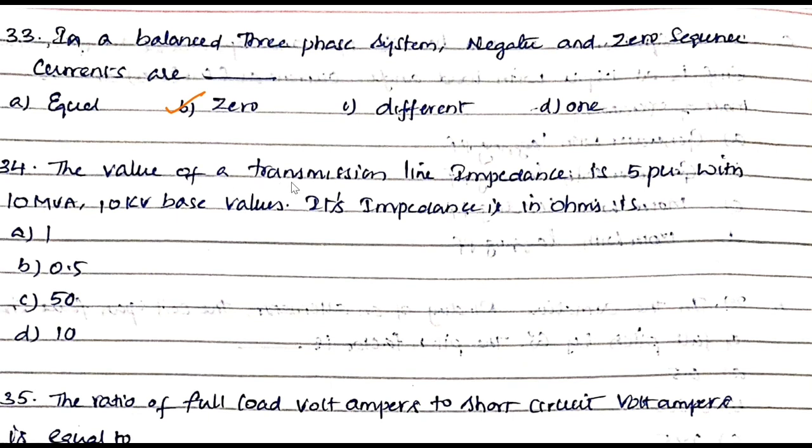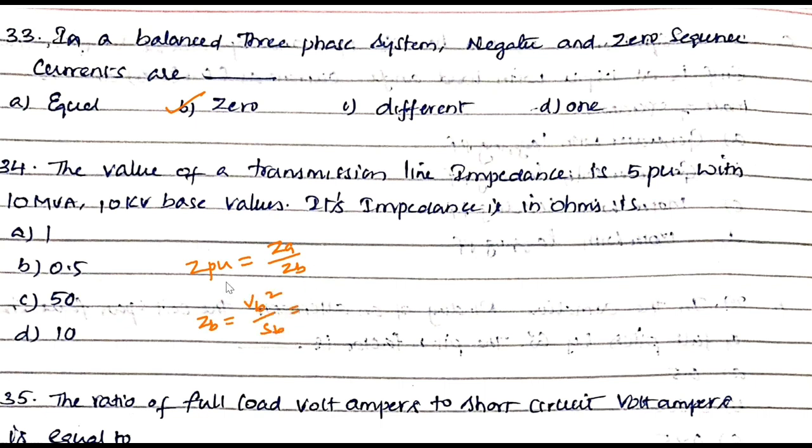The value of a transmission line impedance is 5 per unit with 10 MVA, 10 kV base values. Its impedance in ohms, you need to calculate here. So how you are going to do it: the first formula is Z per unit. Standard question for electrical engineering paper. Z per unit is Z actual value by Z base value. What is the Z base value? Z base value is nothing but V base squared divided by S base.